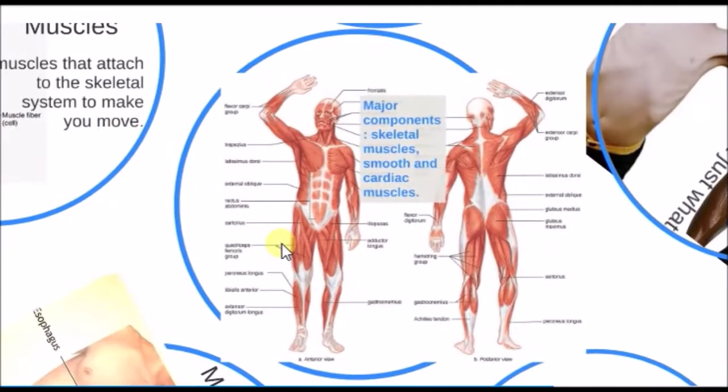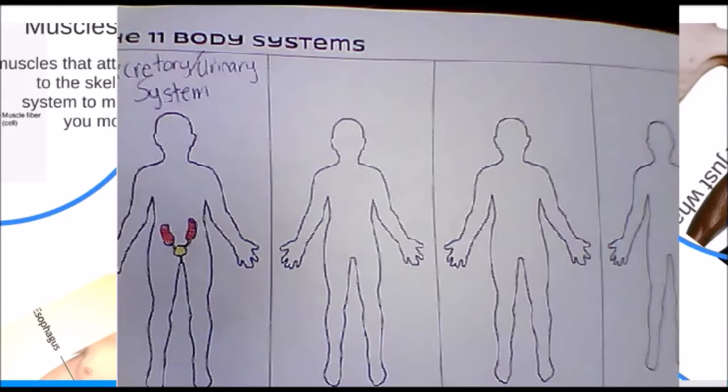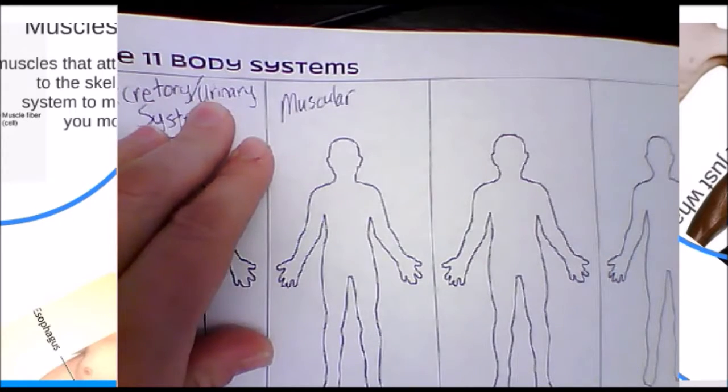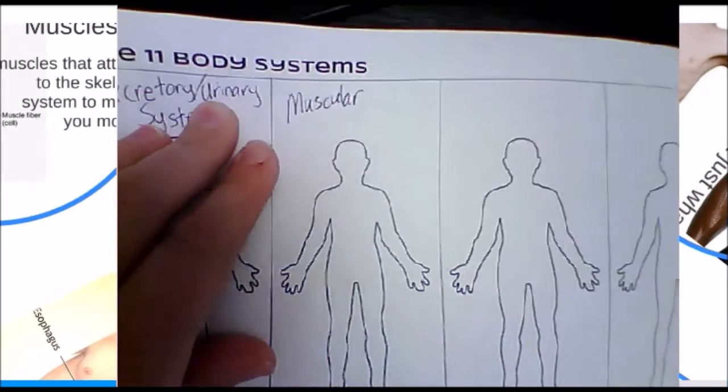So see this dude? Let's go ahead and draw something like that into our diagram. Right at the top, we're going to write muscular system, M-U-S-C-U-L-A-R system, S-Y-S-T-E-M. So for our muscular system, I'm going to use red again because muscles.